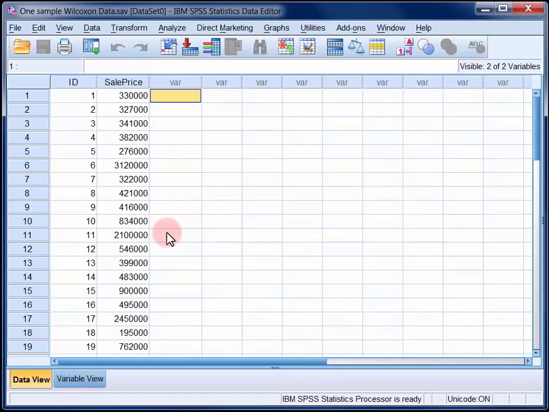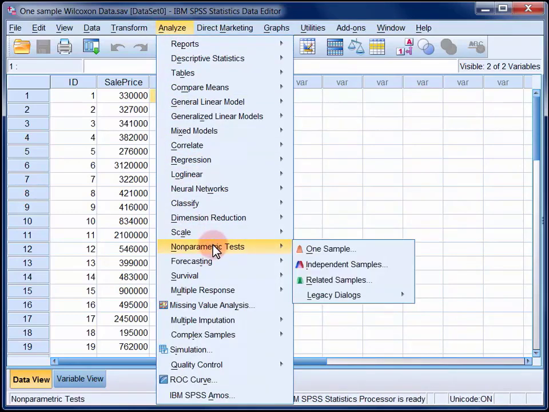With a one-sample Wilcoxon test, we can compare the median capital city property price with the national average, which we already know to be $382,000. So in the Analyze menu, select Nonparametric Tests, and then One Sample.